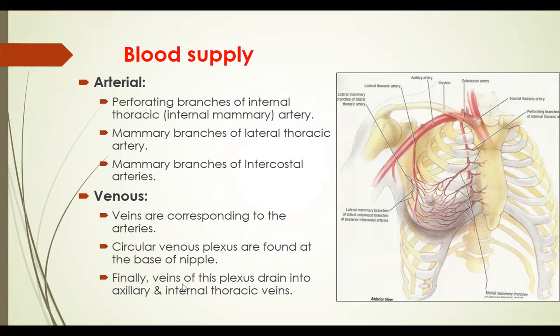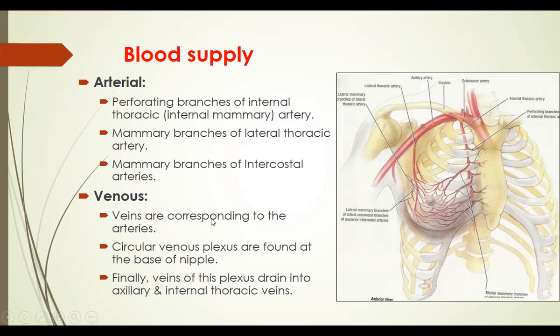The arterial supply is by the perforating branches of the internal thoracic artery, also called the internal mammary artery. All these are the perforating branches. Then the mammary branches of the lateral thoracic artery. Then the mammary branches of the intercostal arteries, between the ribs there will be intercostal arteries. So all these are supplying the breast. So the breast is a highly vascular organ.